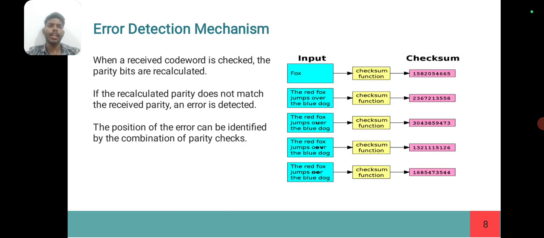Error detection mechanism. When a received code word is checked, the parity bits are recalculated. If the recalculated parity does not match the received parity, an error is detected. The position of the error can be identified by the combination of parity checks. Input is the example text: the red fox jumps over the blue dog. Here is a checksum function displayed on the screen, and the checksum function is in operation.